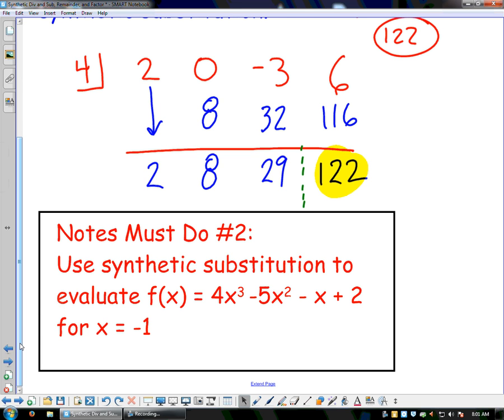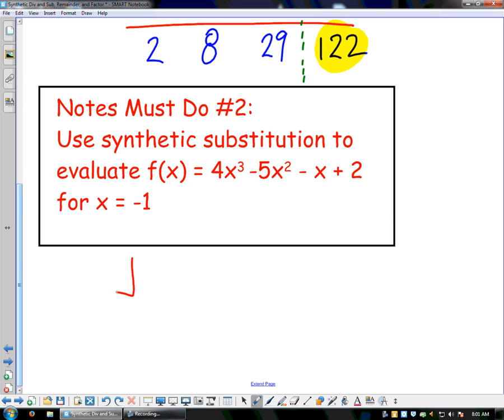You're just going to use that -1. So you're going to put -1 in the box and do synthetic division, except we don't really care about the whole answer. We're only looking for that last answer. You only really care about what your remainder is, the number after you draw in your little wall. All right, pause it and then come back when you're done.